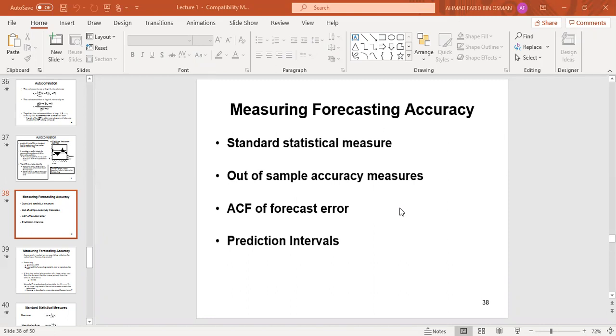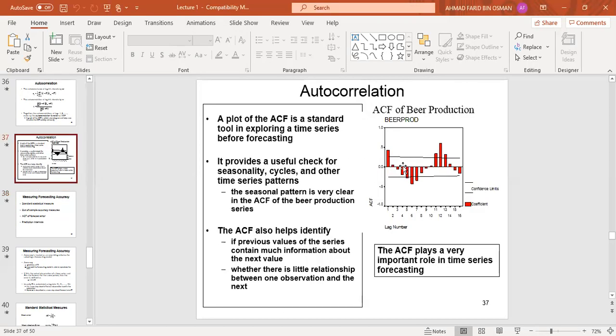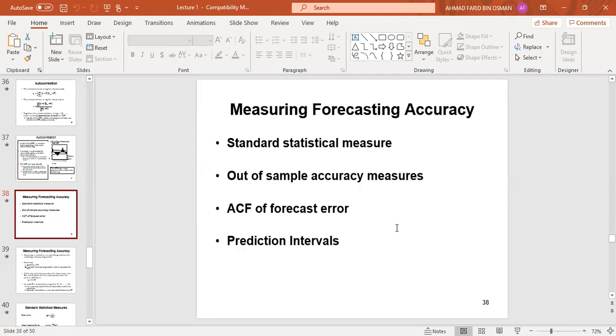We also can use ACF, autocorrelation function, the one I mentioned before. In the previous slide, we used ACF in order to analyze a relationship between current and past values of the same series. But you also can use the same ACF in order to analyze the relationship between current and past values of the error. I will explain the ACF of forecast error, which is an alternative way for diagnostic checking for the model.